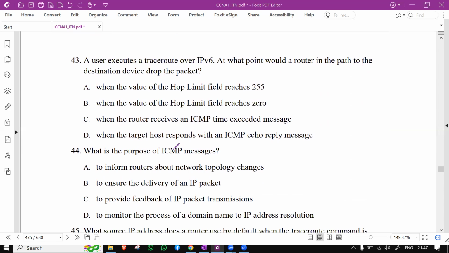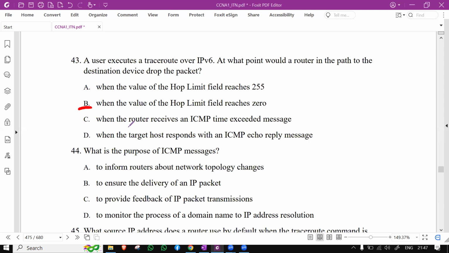Right, number 43. A user executes traceroute over IPv6. At what point would a router in the path to the destination device drop the packets? If the hop limit reaches 0. Let me keep my chart here. Can I pin it? Right, I can. So the answer is B, yes.